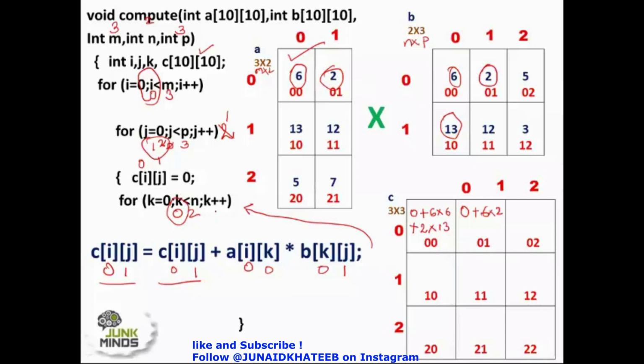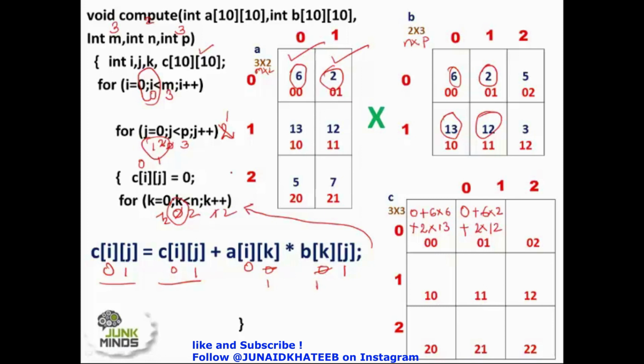Then go back. K plus plus is 1. 1 less than 2 is true. Come down. The only value that has changed is K. Everything else is the same. The new value of C01 is the existing value of C01 plus A of 01. A of 01 is still 2, multiplied by B of 1, 1. B of 1, 1 is this. So again, it is multiplying the values properly. Then go back. K plus plus is 2. 2 less than 2 is false. My second term is ready.